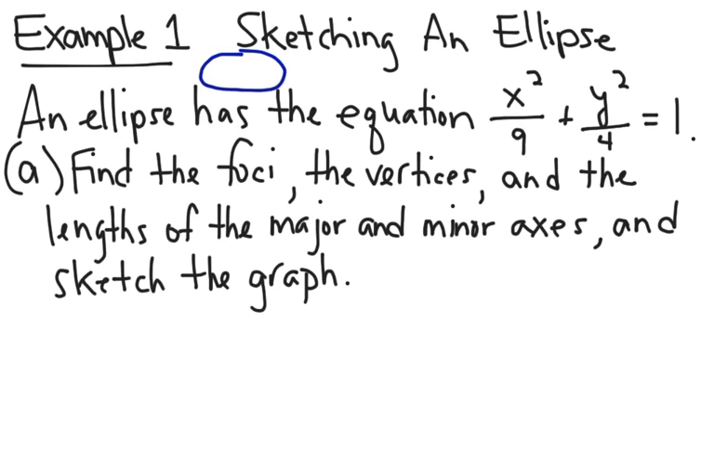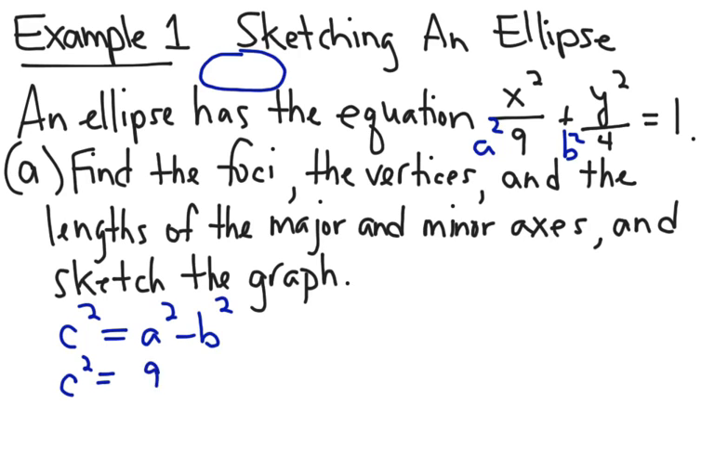Next, let's find the foci, vertices, and lengths of the major and minor axes before we go ahead and sketch this. So the foci, you need to know what C is. And in order to find C, we use this little formula. Well, from the equation, this is a squared and this is b squared. So c squared must be equal to 9 minus 4, which is 5, so c must be the square root of 5.